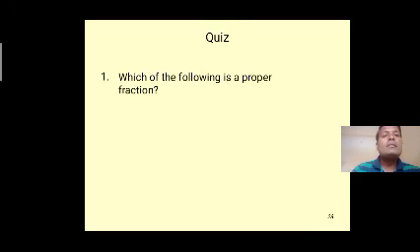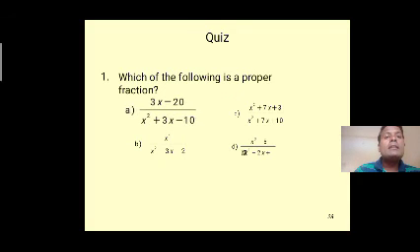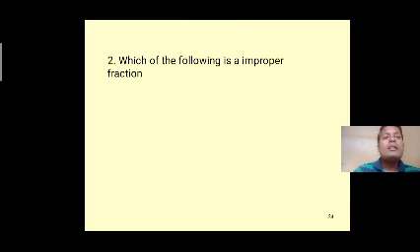We go to the quiz. Which of the following is a proper fraction? A is given 3x minus 20 by x square plus 3x minus 10, and B is given x square by x square minus 3x plus 2. C is given x square plus 7x plus 3 by x square plus 7x plus 10. D is x cube minus 5 by x square minus 2x. Here what is the proper fraction? The numerator degree is less than the denominator degree. The option is A. Second one, which of the following is an improper fraction?